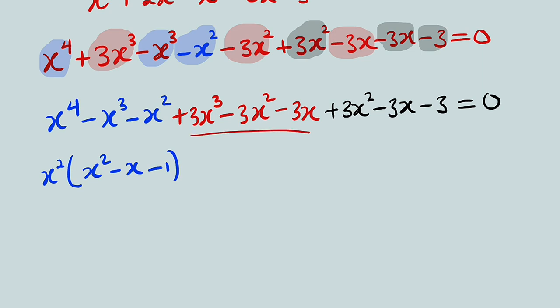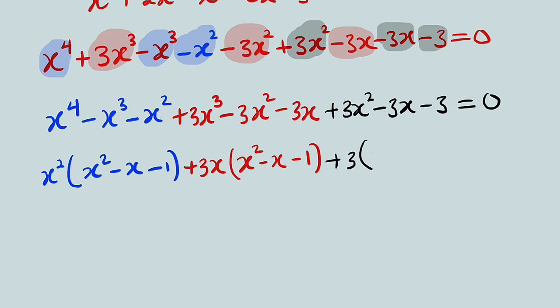Then from here the GCF is 3x, so we factor out 3x. Then inside, since 3x is already out, we have x squared left. Here we have negative x and we have negative 1. Then the last group, we have 3 outside. Inside we have x squared. Here we have minus x and we have minus 1. And the whole of this equal to 0.